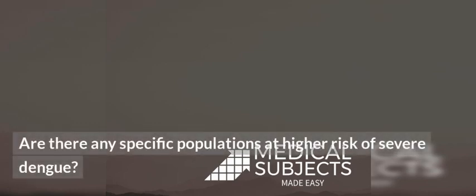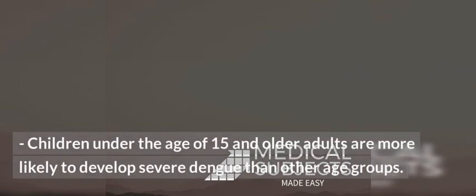23. Are there any specific populations at higher risk of severe dengue? Children under the age of 15 and older adults are more likely to develop severe dengue than other age groups.